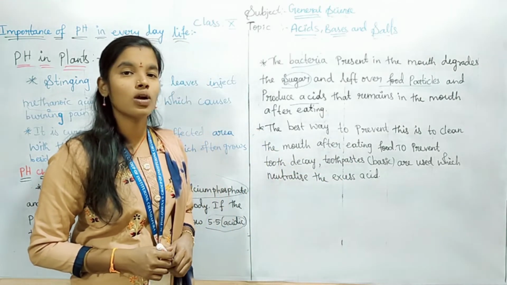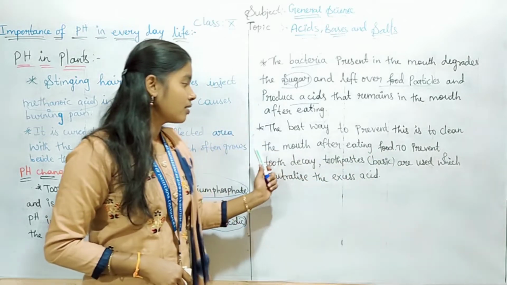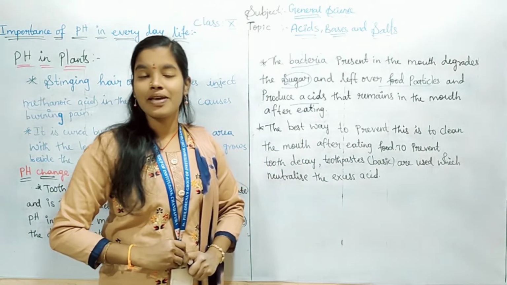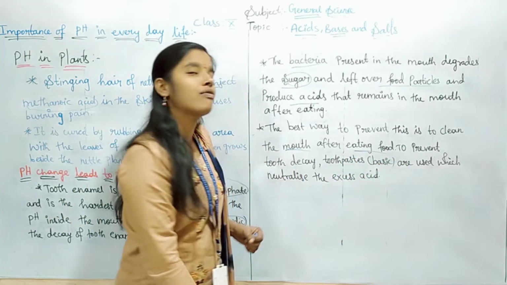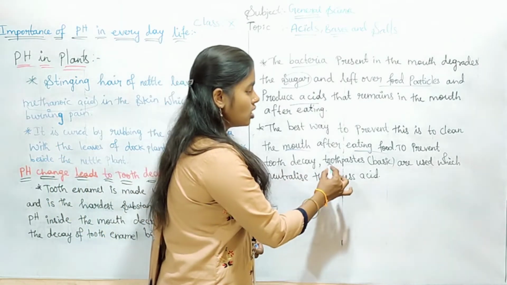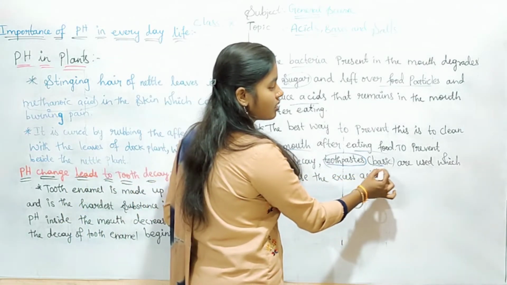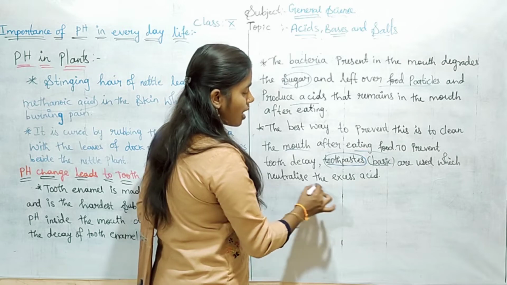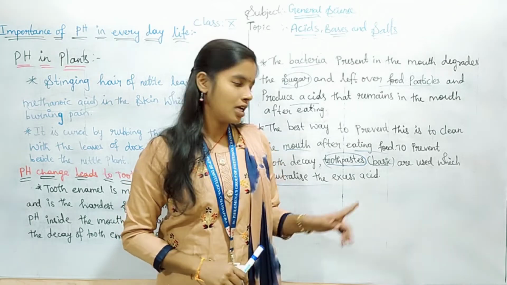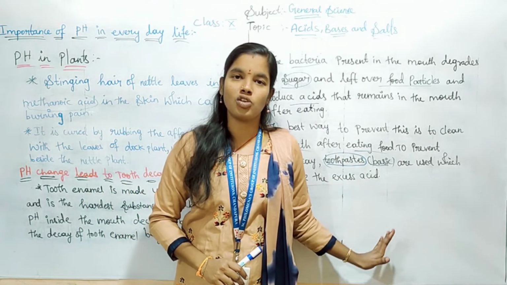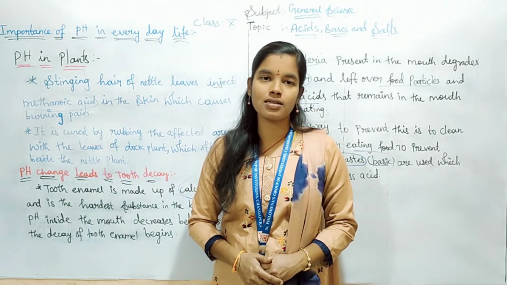What preventive measures do we have to take? Listen, the best way to prevent this is to clean the mouth after eating food. So after eating we have to clean. To prevent tooth decay, toothpaste is used. Toothpaste is a base, basic in nature, which neutralizes the excess acid. So whenever you brush after eating, it neutralizes the excess acid present in your mouth. This is the best way to prevent tooth decay. In the next class we will discuss more about salts.